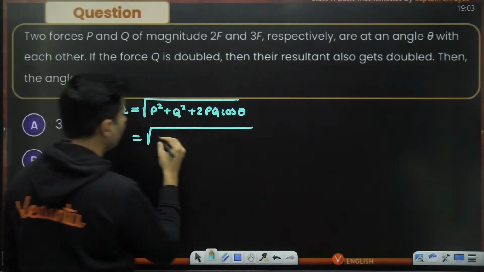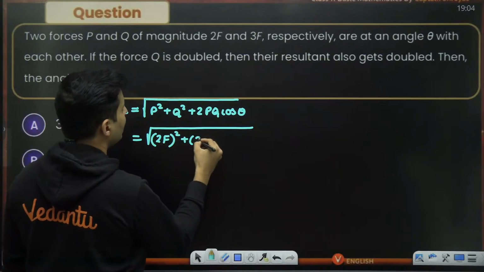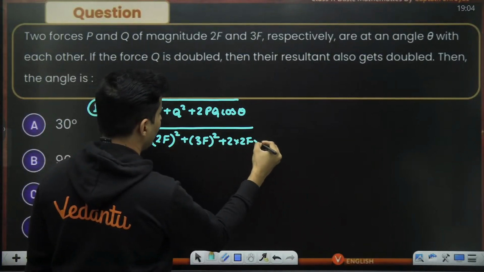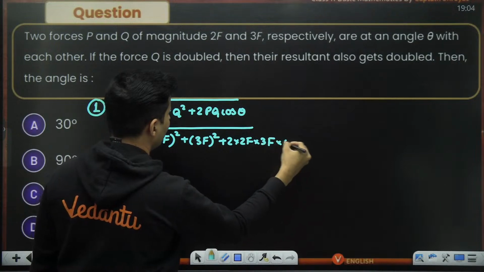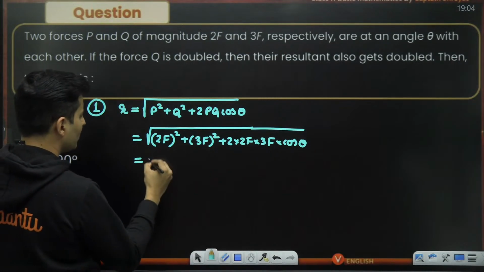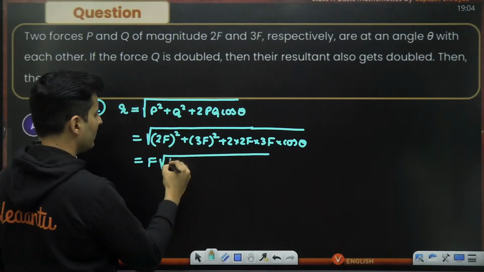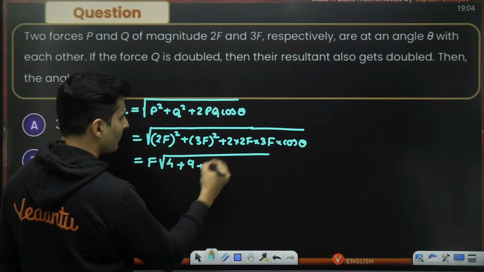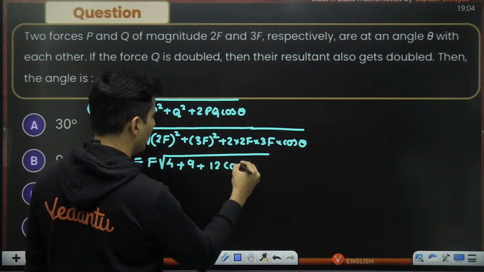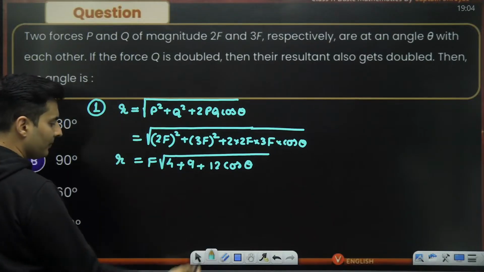So this will be nothing but (2F)² plus (3F)² plus 2 multiplied by 2F multiplied by 3F multiplied by cos theta. F is common everywhere, so when you take it outside the root, it will just become F. 2 square is 4, 3 square is 9, 2 twos are 4, 4 threes are 12. So 12 cos theta, that is the resultant in the first case.